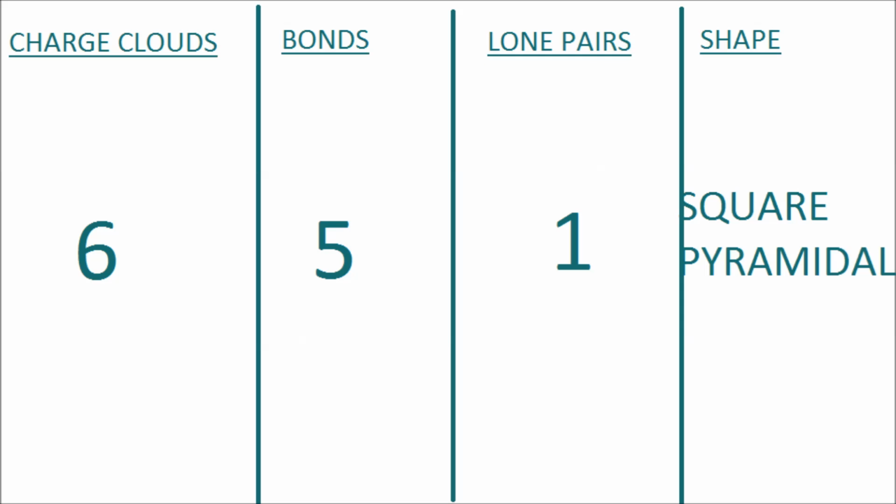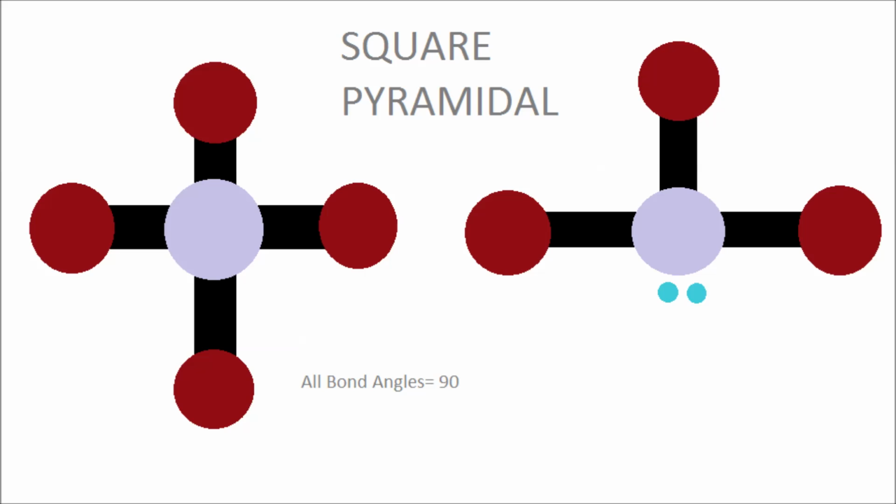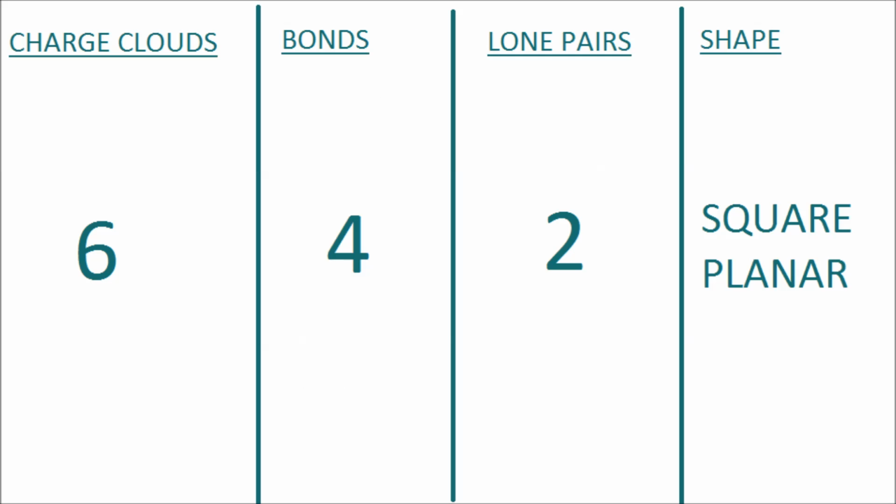The 12th shape is square pyramidal. This consists of six charge clouds, five bonds, and one pair of lone electrons found around the central atom. Square pyramidal is another shape where all bond angles equal 90 degrees.